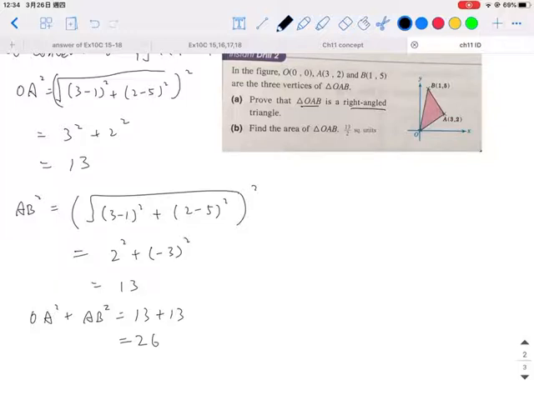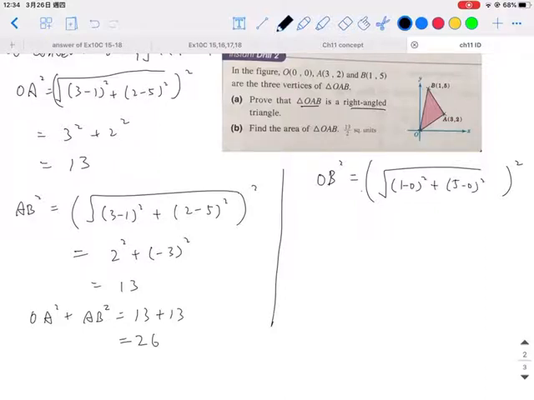And on the other hand is OB. Trying to find OB, OB squared is equal to (1 minus 0) squared plus (5 minus 0) squared, because this point is the coordinates 0, 0. Therefore OB squared is equal to 26. Therefore these two are equal. You need to write down that OA squared plus AB squared is equal to OB squared.